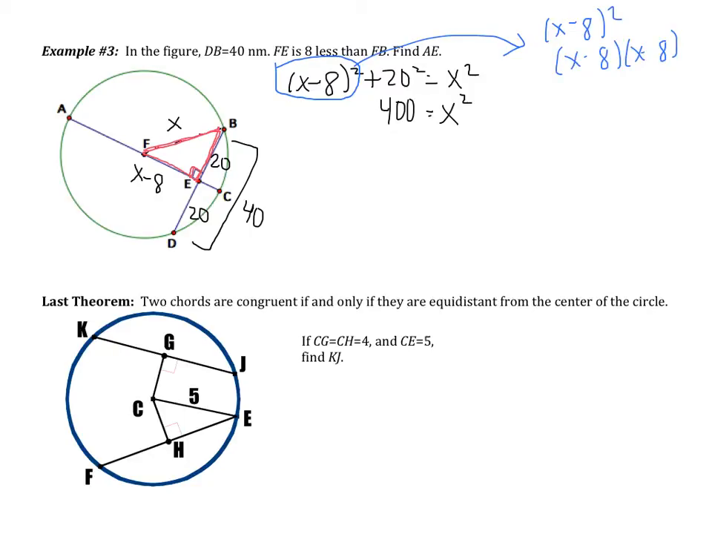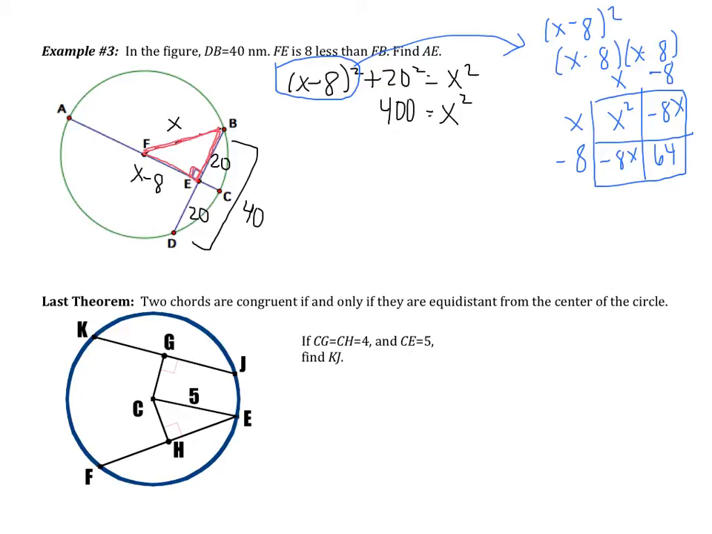Some of you draw arcs. I like to do the box. Hopefully you remember this since we did it a few days ago. x and x is x squared. x and negative 8 is negative 8x. x and negative 8 is negative 8x again. Negative 8 and negative 8 is positive 64.